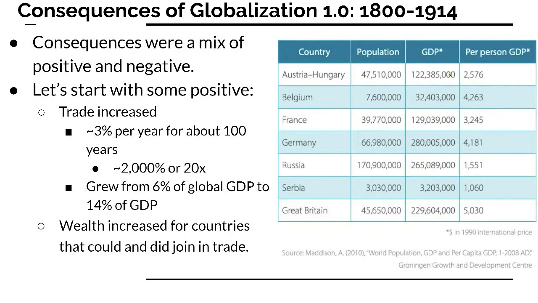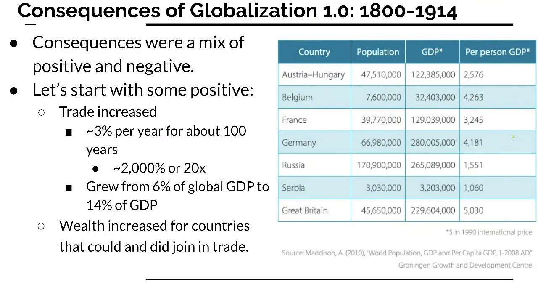We can see that in the table. The countries that did the most to globalize: Great Britain, their per person GDP in 1990s dollars. I know that's kind of weird, 1990s dollars. Sometimes economists have to do the best they can to put everything in dollars in a way that allows us to compare countries in the same way.